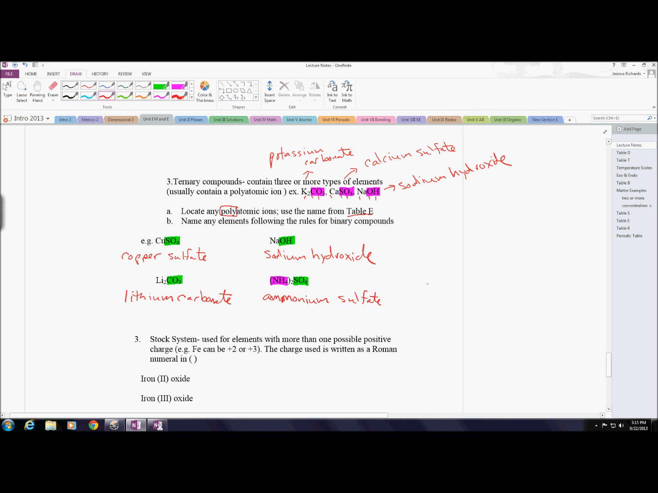What do you do if the second half isn't a polyatomic ion? The most common one that shows up a lot is this one, NH4Cl. The NH4 is your polyatomic ion, so that's ammonium. So we just still name that ammonium. And just like with the binary compounds, the Cl is chlorine, so we're going to change it to chloride because he's the negative. So this one is ammonium chloride.